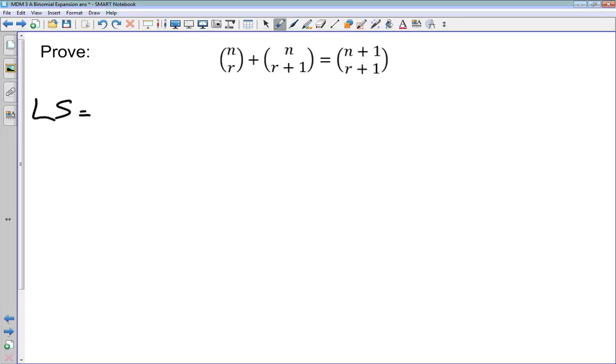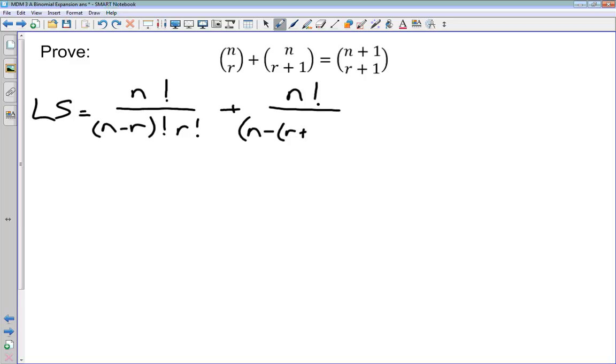On our left-hand side, the first term here is just n choose r. So let's expand that using the formula for a combination: n factorial over n minus r factorial times r factorial down on the bottom. Our second term is another combination. We're going to have n factorial up on the top, and because we've got r plus 1, we want n minus, and I'm going to put the r plus 1 in brackets, just to remind myself that the negative sign gets distributed to both the r and the 1. And then over here, I'm going to have just r plus 1 factorial.